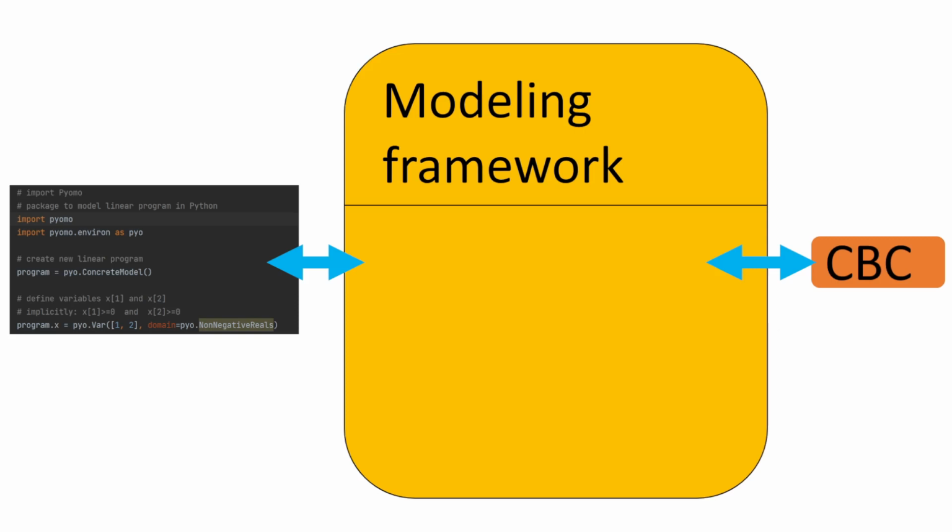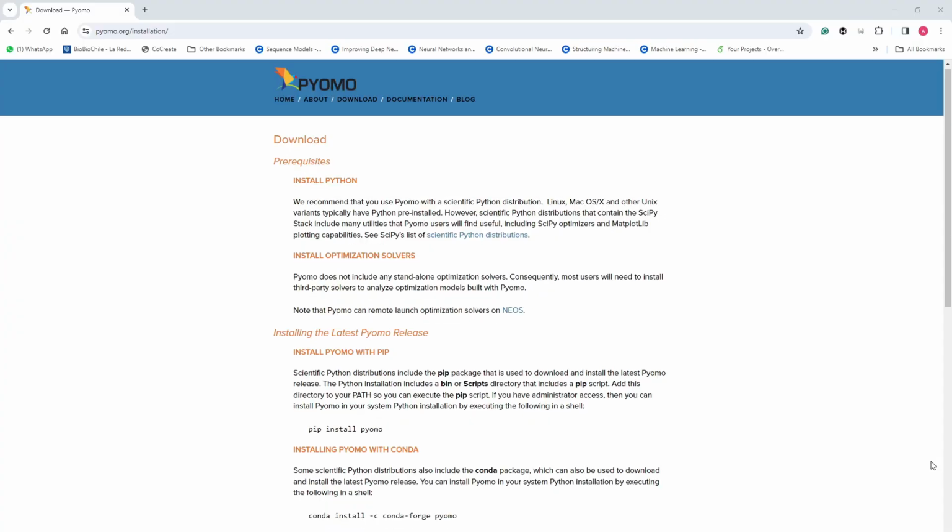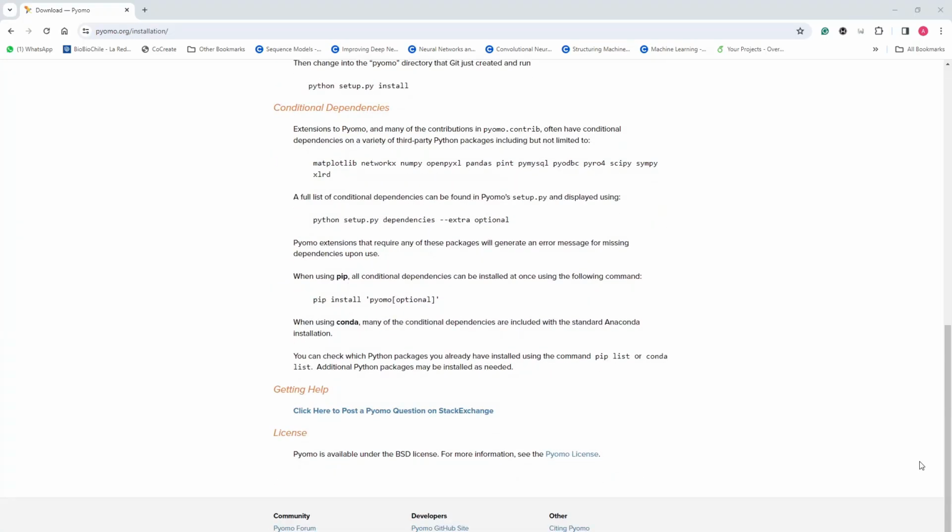There are actually several modeling frameworks, for example, Pyomo, PuLP, Python-MIP, and many others. In this video, we're going to use Pyomo and therefore in particular use the syntax of Pyomo. However, you can also use any other of these frameworks that you prefer. Before you can use Pyomo, you have to install it, and also here I put a link in the description below. Alright, so now let's get started and code our linear program with Python, Pyomo, and CBC.